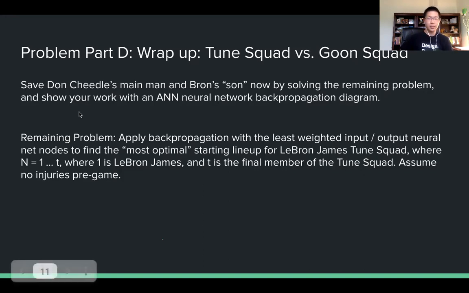So I'll give you guys a minute to draw the ANN neural net backpropagation. Because there's almost T amount of players, we're not going to solve it. We're just going to draw the solution. In part two, with actual computer help and Python programming and good stuff from Jupyter Notebook, we will solve this. We're not going to do everything by hand. Sometimes it gets so complex that you have to use a computer.